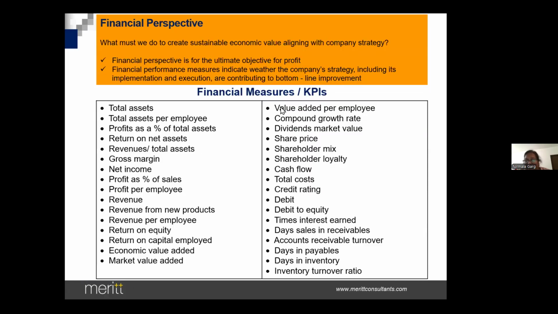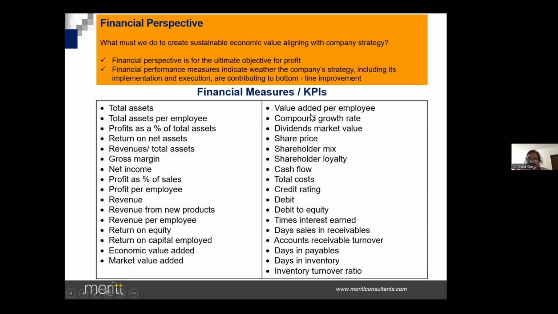So every perspective will have their what? Objectives. Objectives will have KPIs. It will have initiatives. It will have targets, as I mentioned earlier. Like you can see in financial: total assets, gross margin, net income. All these are what? Lag indicators or lead indicators? Total assets, gross margins, profit per employee. Lag indicators, absolutely. Outcomes, end results, right?